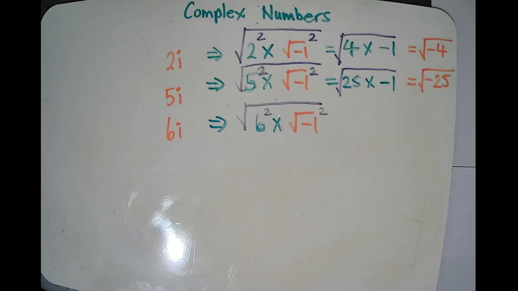6i, the exact same process. Square the 6, square the root minus 1, square root sign on top. 6 squared is 36, and the root will cancel the square, and 36 times minus 1 will give me minus 36 with the square root sign on top. This is complex numbers. Do practice more of these before moving to the next lesson.